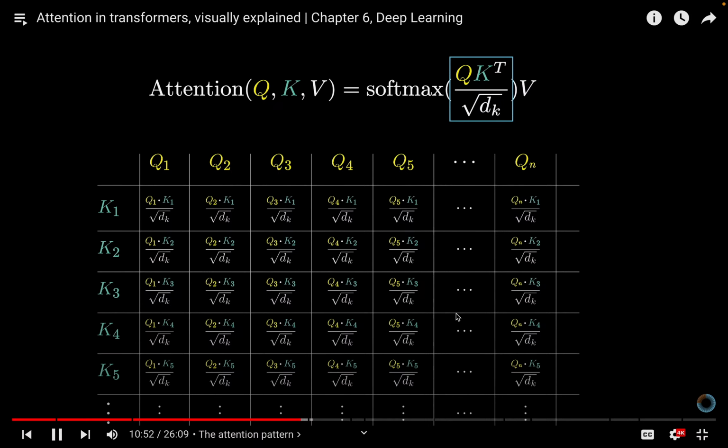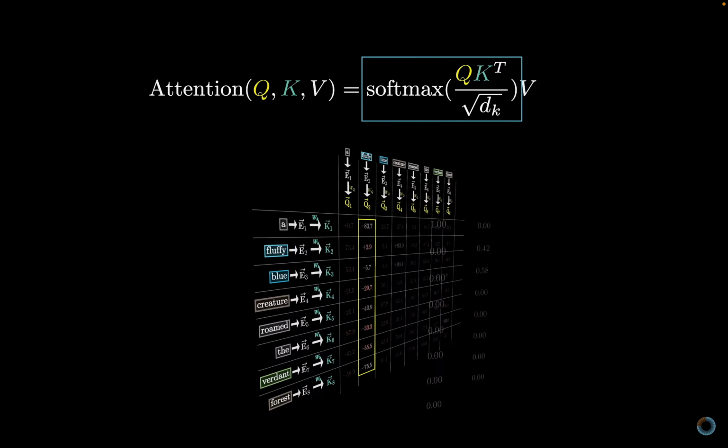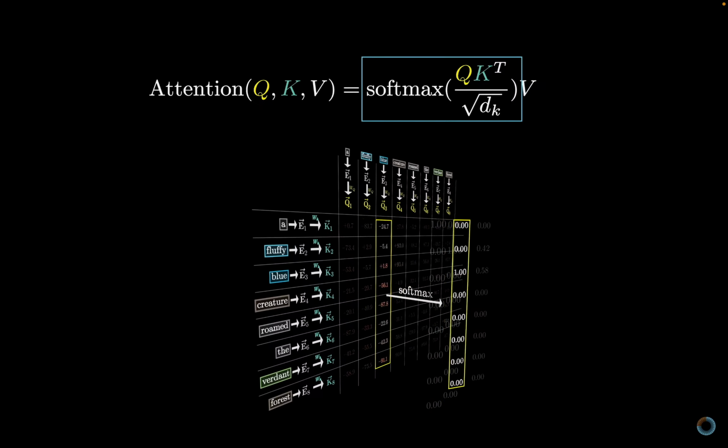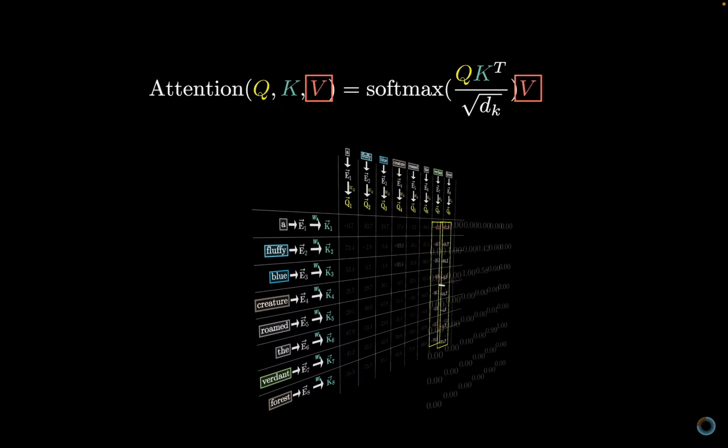Then this softmax that's wrapped around the full expression is meant to be understood to apply column by column. As to that v term, we'll talk about it in just a second.